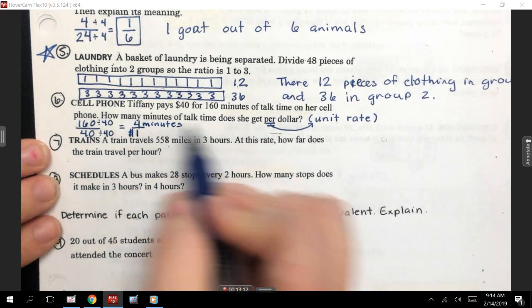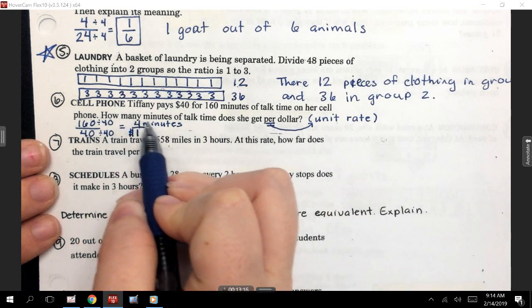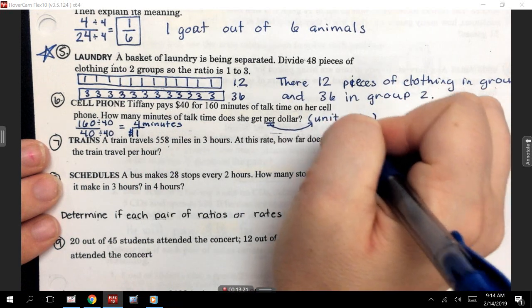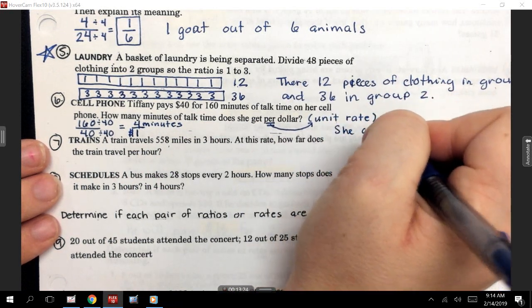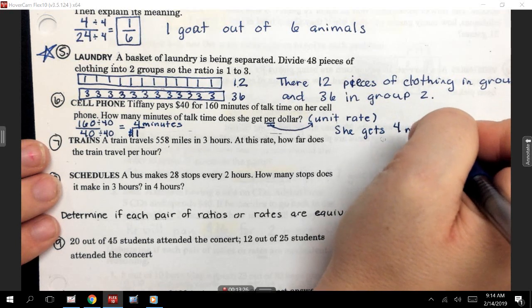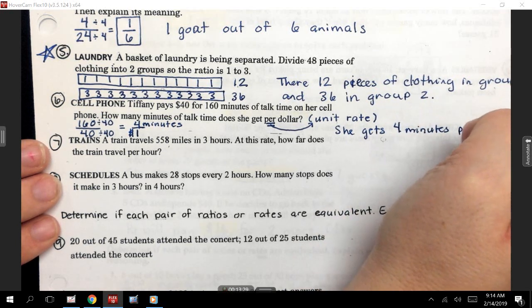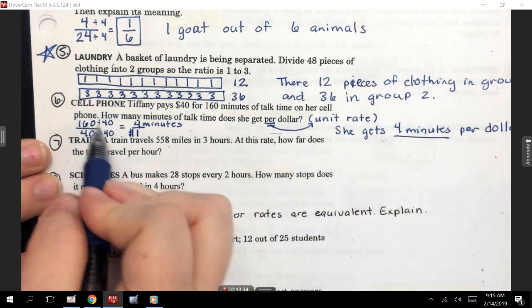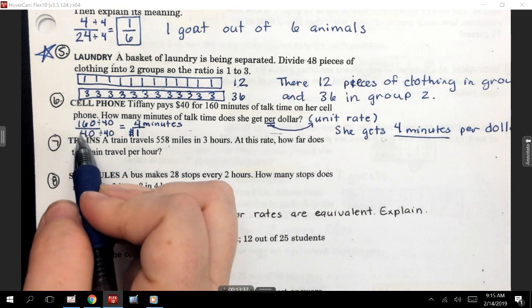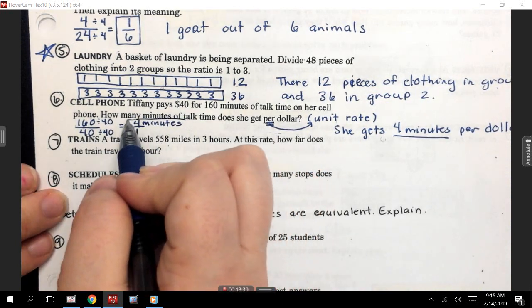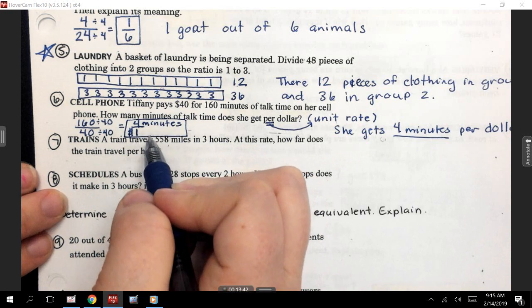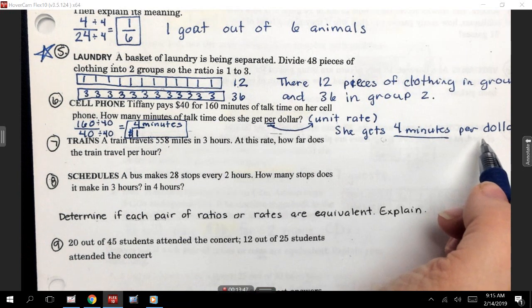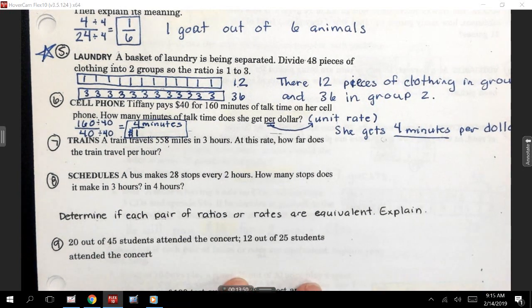Since it asked my question in a sentence, I'm going to give it an answer in a sentence. How many minutes of time does she get per dollar? I'm going to write over here, she gets 4 minutes per dollar. The way that I will grade this on the test tomorrow, your original fraction is 3 points. Your rate, which is right here, the 4 minutes and $1, that's 3 points. And then your sentence is going to be 2 points. Okay? Dylan?